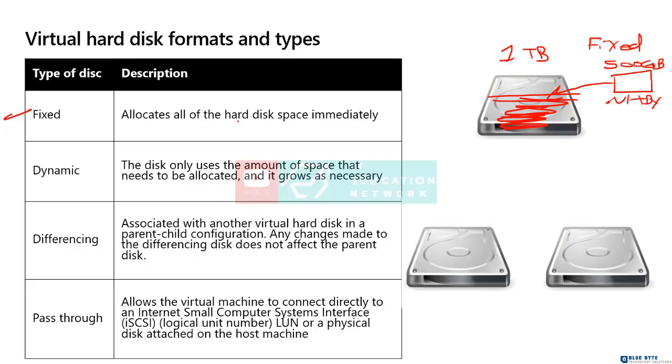All the hard disk space is immediately allocated. Now, normally we don't want a fixed disk. You would only use a fixed disk for like a database, something that will create a lot of disk activity. A lot of databases do a lot of logging. They have like these transaction logs, activity logs. So like a SQL database or something like that, you may want a fixed disk.